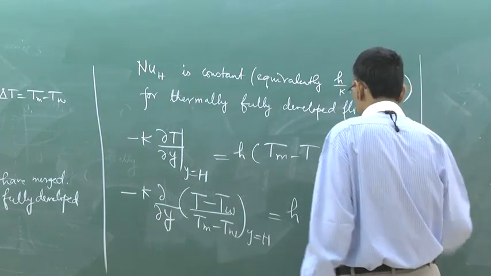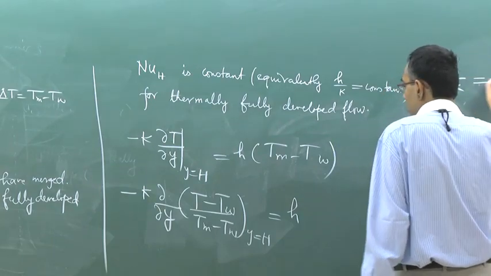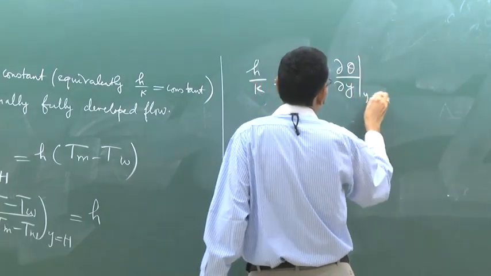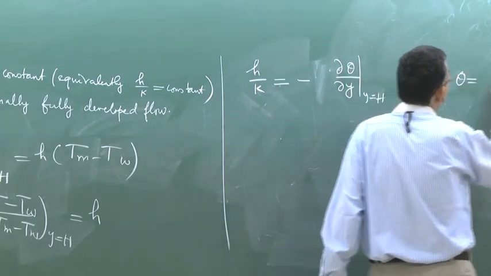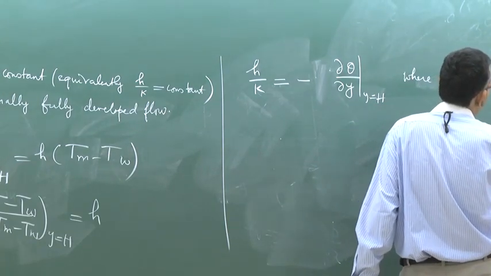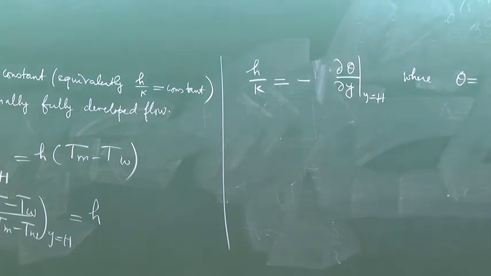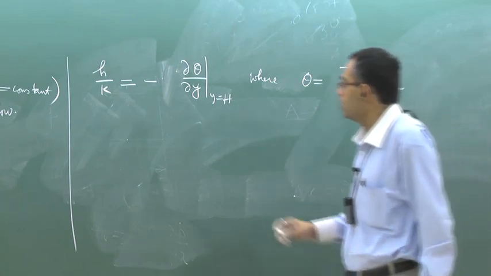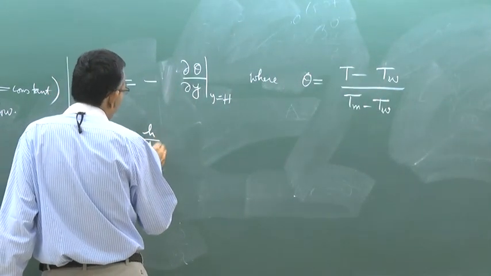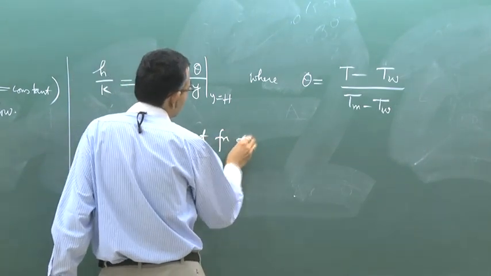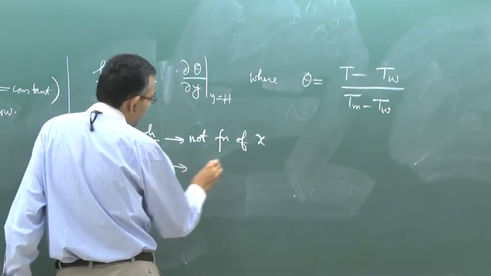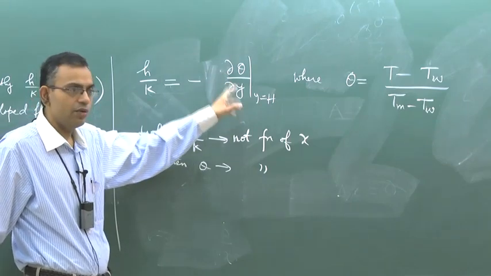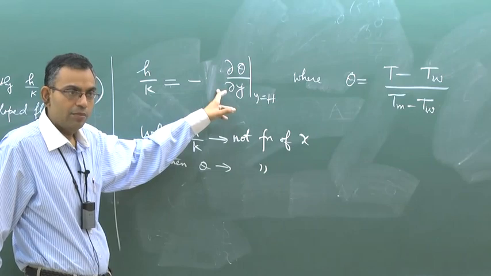So, we can write that h by k is equal to minus k del theta del y, minus del theta del y at y is equal to h, where theta is T minus T wall by T m minus T wall. So, when h by k is not a function of x, then theta is also not a function of x, right? Because this may be a function of y, because at y equal to h you will get a value which is not dependent on y in any way, but it is a function of x in general.